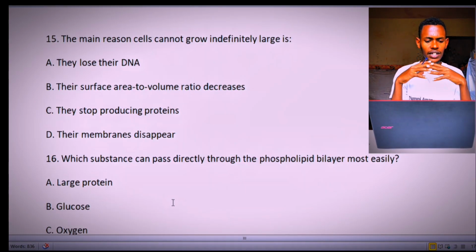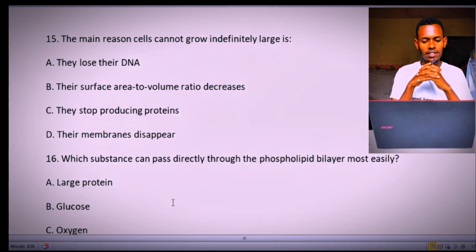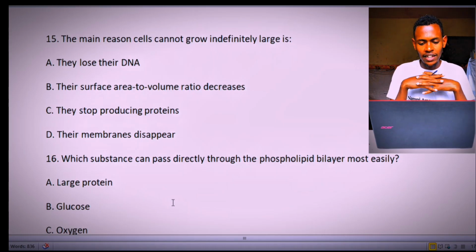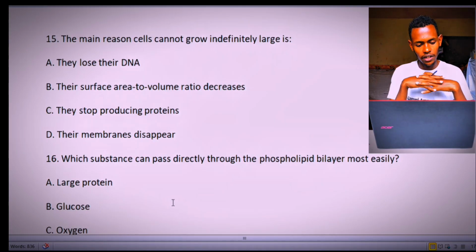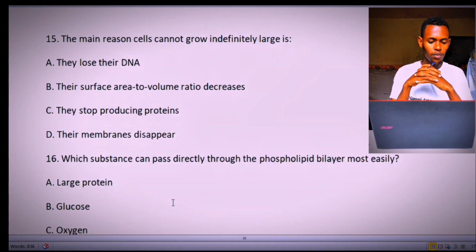Fifteenth question. The main reason cells cannot grow indefinitely large is A. They lose their DNA. B. Their surface area to volume ratio decreases. C. They stop producing proteins. D. Their membranes disappear. It is your turn.